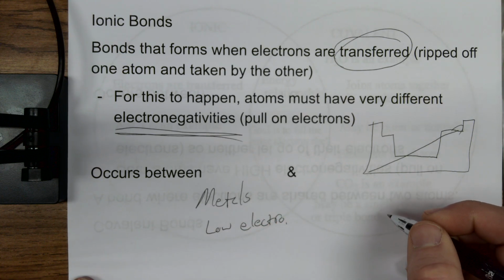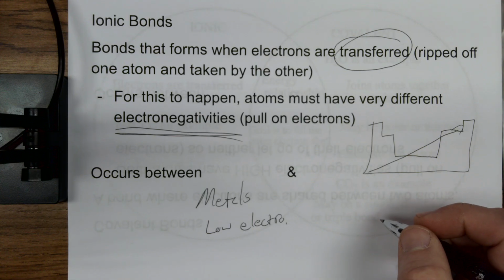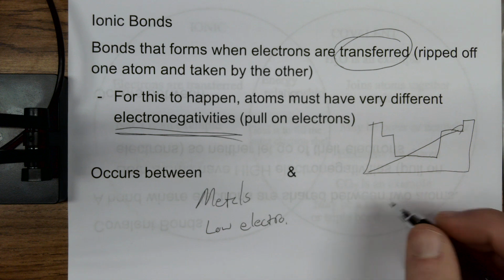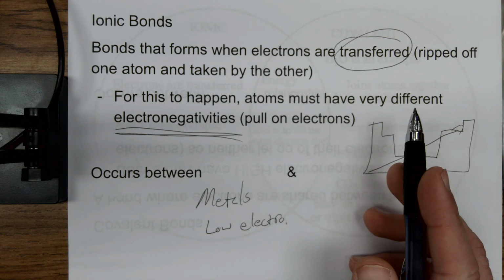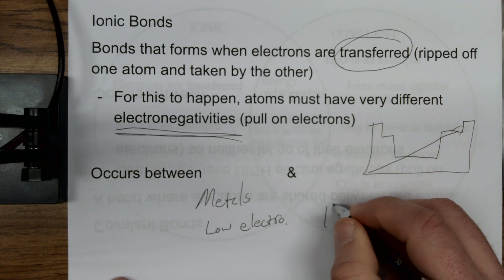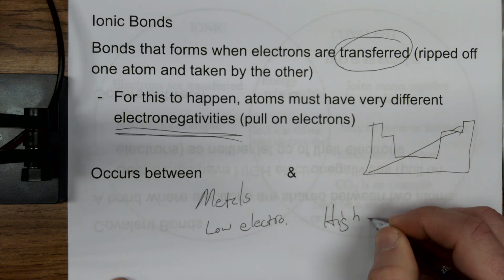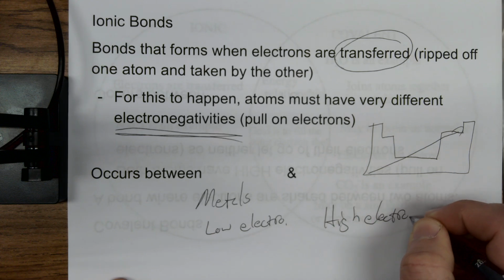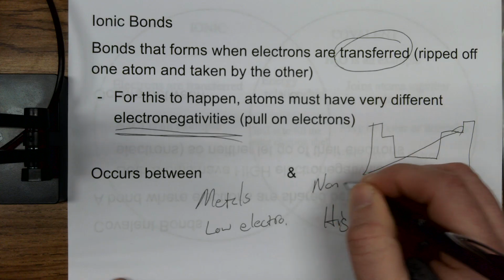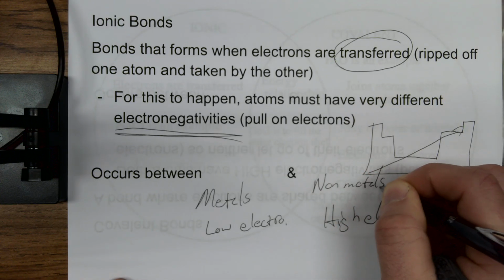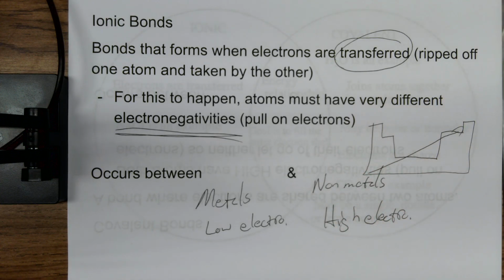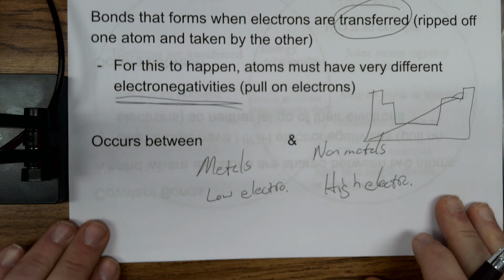And what other groups have we talked about? We talked about nonmetals, and we also talked about semimetals, metalloids. So which one is going to be the other that's very high? Which one has very high electronegativity? Nonmetals. The nonmetals have the very high electronegativity. So when I see ionic bonding, I'm always going to see a metal and a nonmetal.